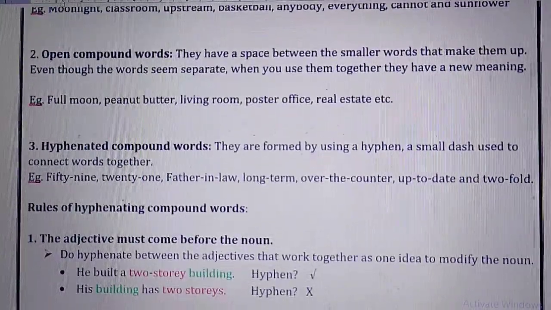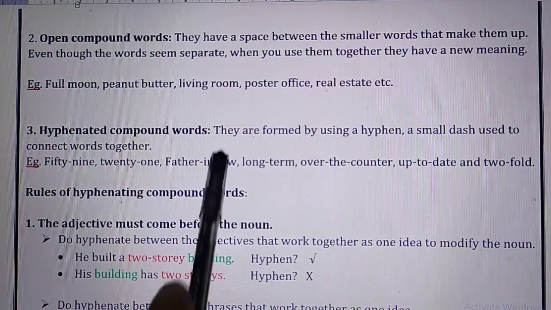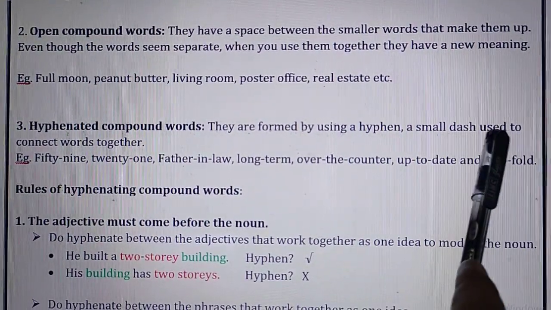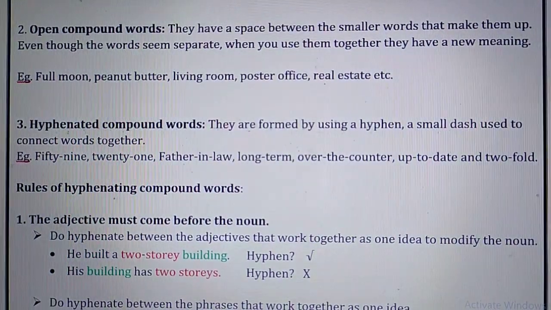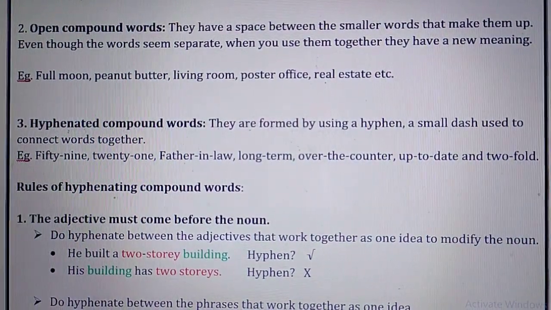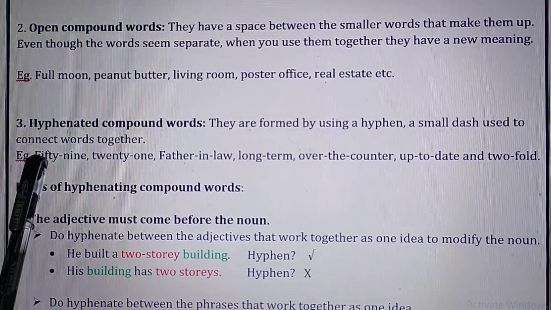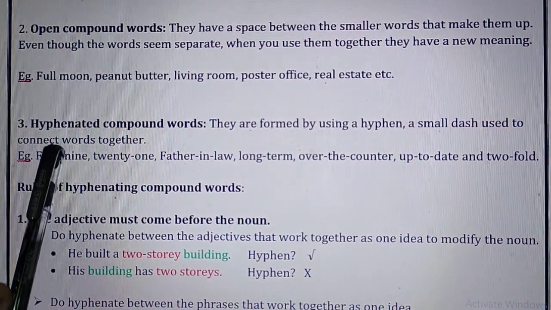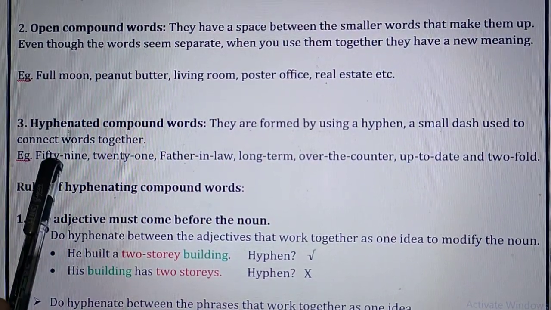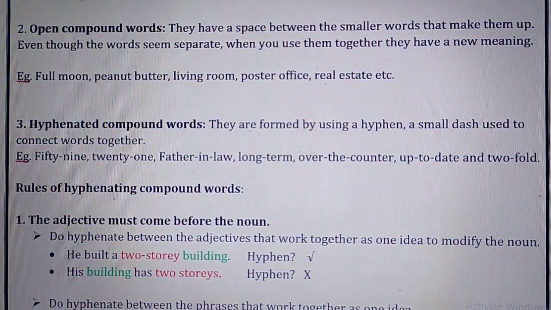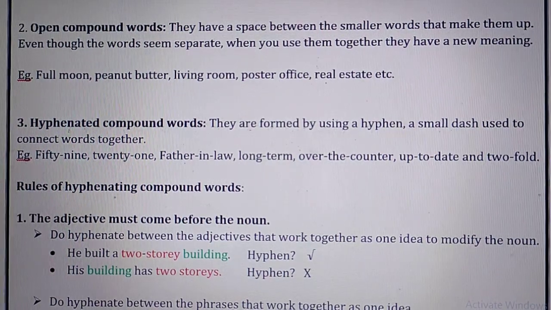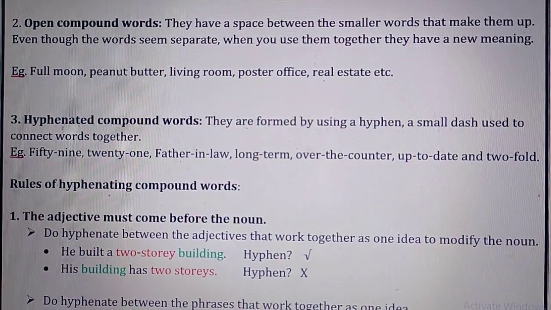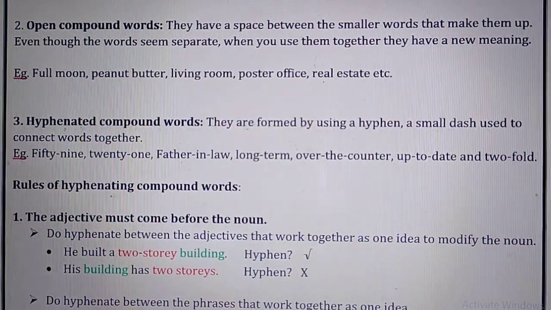Okay. Then the third one is hyphenated compound words. They are words joined by using a hyphen, a small dash used to connect words together. So when one or more than one words are used together and are connected with a hyphen, then they are hyphenated compound words. Okay. Now let us see the rules of hyphenating compound words.